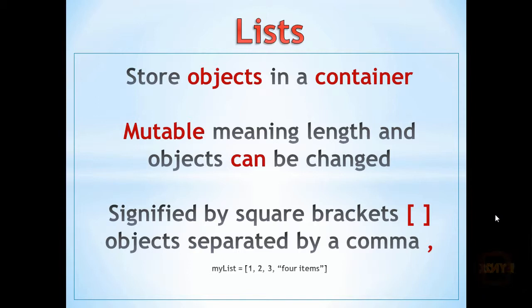My name is Adam Novak, and now we'll be talking about lists in Python. Lists are a container which store objects. They are mutable, meaning the length and the items inside of them can be changed, and they are signified using the square braces. They can store many items or objects separated by a comma.